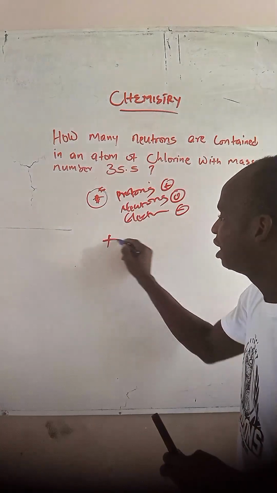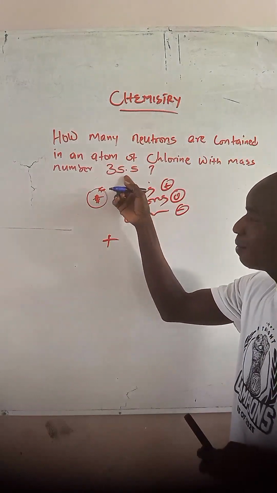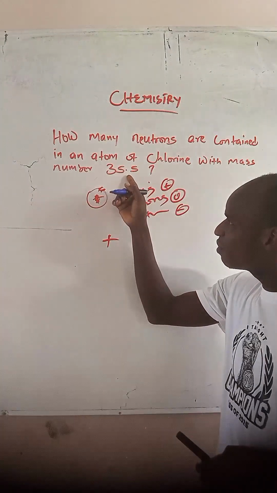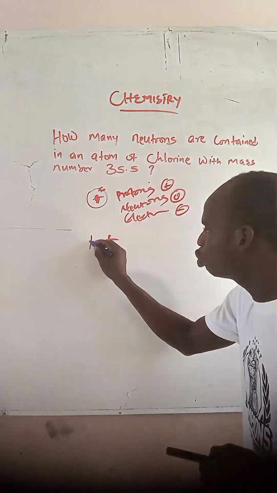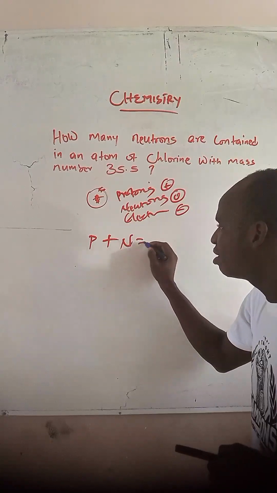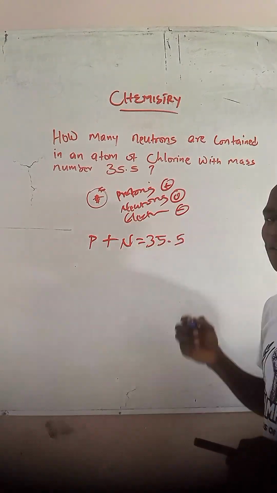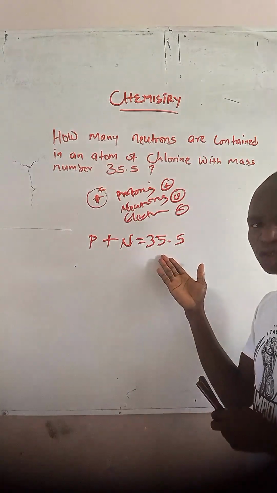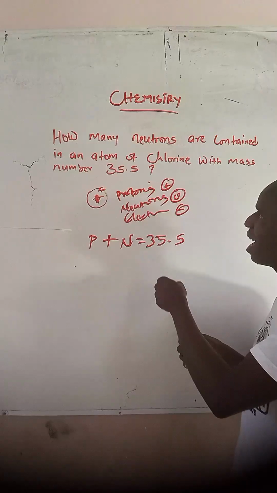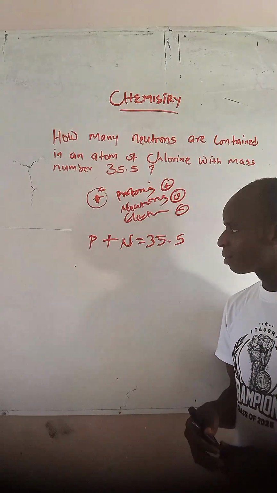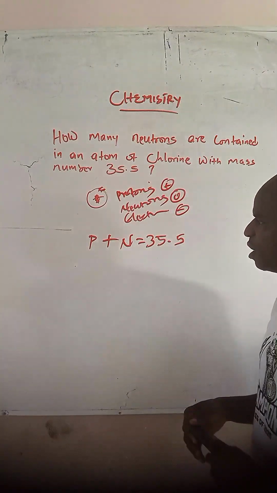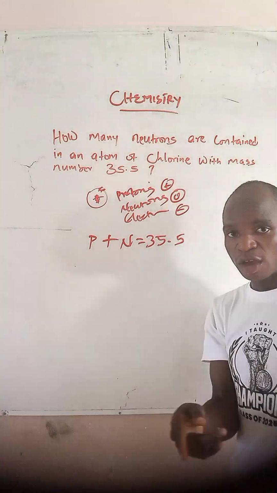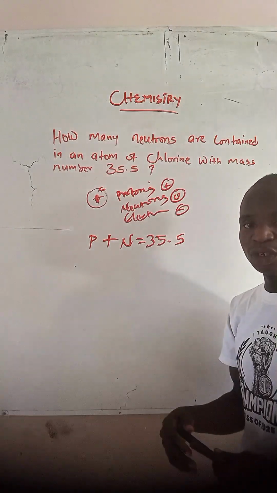Sum is simply addition. Now, from the question, we've been given what? The mass number. Meaning that this very element has a mass number of 35.5. Meaning that the sum of its proton and its neutron is equal to 35.5. Now, I need us to determine how many neutrons are in this very atom of chlorine. The only thing we need to do is to know our atomic number, which is the number of protons. And knowing the number of protons, of course, we will know the number of neutrons.